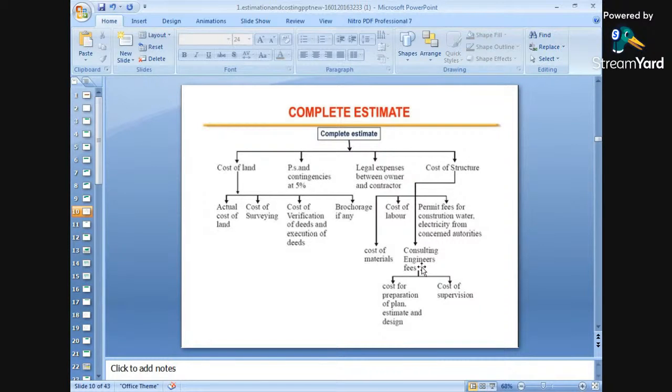Next is consulting engineers' fees. Again, the cost for preparing the plan, estimations, and design. A fee will be given to the engineers who prepare the plan for estimations and design work, and the person who is executing, that is the supervisor or the engineer who executes the work. Again, payment will be given. The cost of a supervisor. Okay? So in a broad way, or in a systematic way, while executing any work, these are the things to be taken care of. These are the things to be pointed out for executing any type of work.